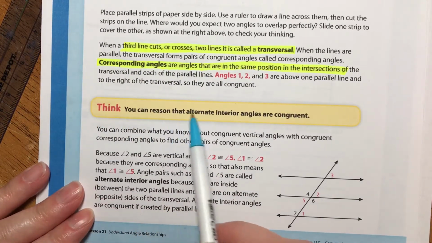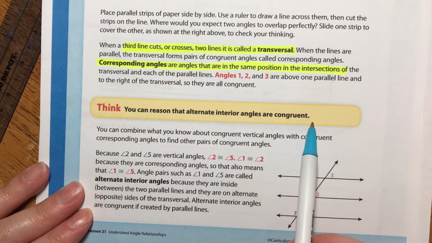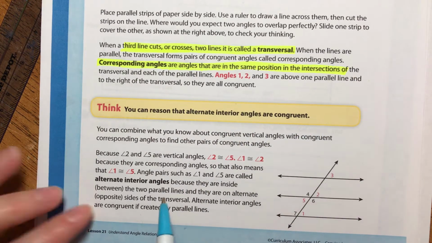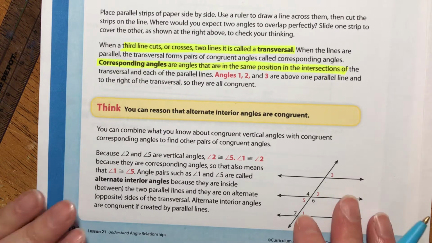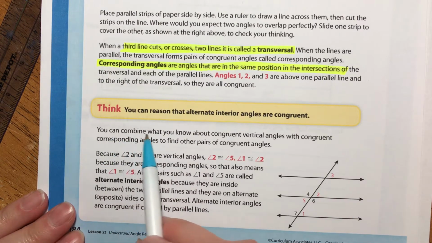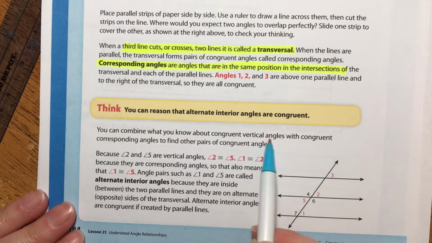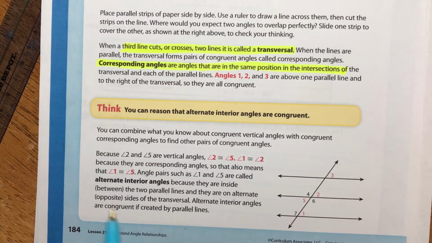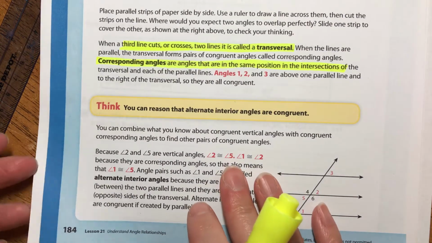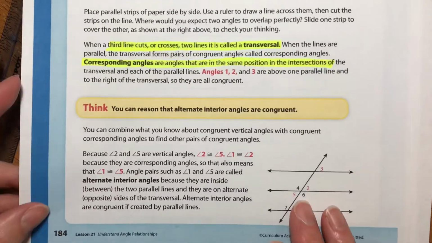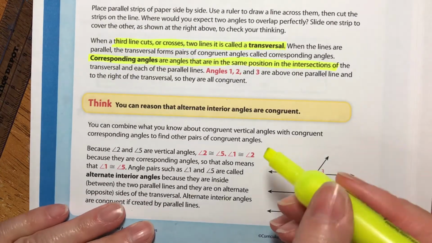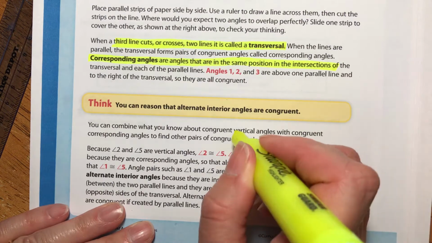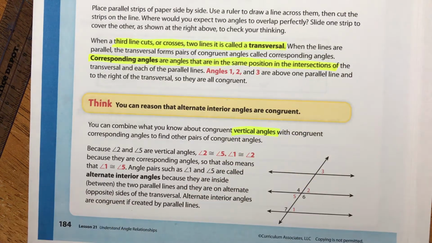You can reason the alternate interior angles are congruent. Another vocab: alternate interior angles. You can combine what you know about congruent vertical angles with congruent corresponding angles to find pairs of congruent angles. They threw another one at you. It isn't highlighted, but we're going to highlight it. We have to talk about vertical angles. I'm doing 7th grade math right now, and we're doing vertical angles, so we did this last year.